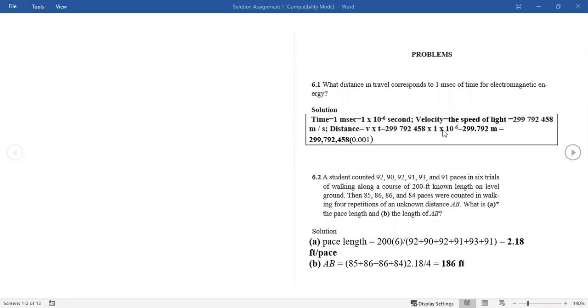Dear students, today I will present to you the solution of the problem that was given to you as an assignment. We will go through the solution one by one. Now, for the first problem, it has been asked to find the distance for 1 millisecond of time for electromagnetic energy. The solution of this problem is very easy. You know the time, you know the speed of light, and once you know this, you just apply the formula for distance, that is velocity into time.